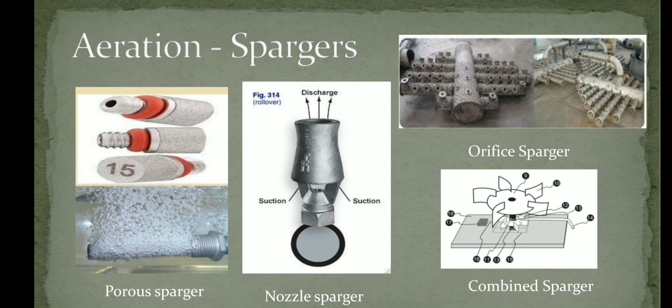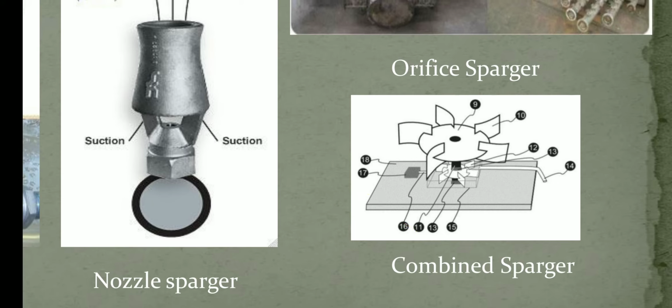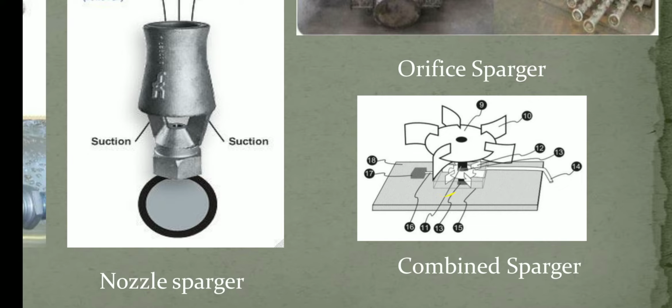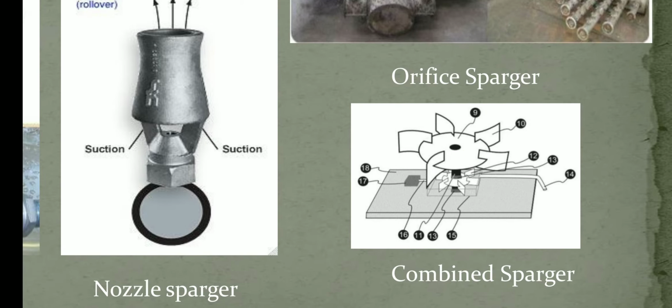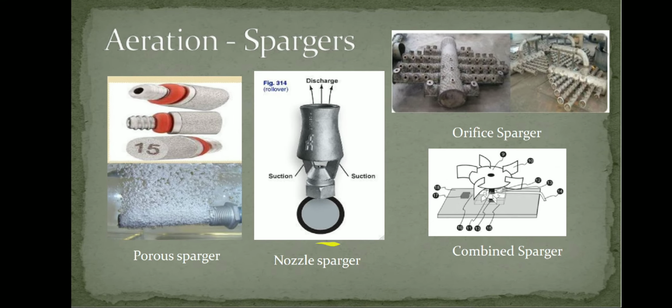And we have another type of sparger called a combined sparger. This is usually used in small scale fermenters or pilot fermenters, wherein the sparger, the aeration system, is in contact with the agitators. Here the sparger and the agitator are together. That's why it's called a combined sparger.